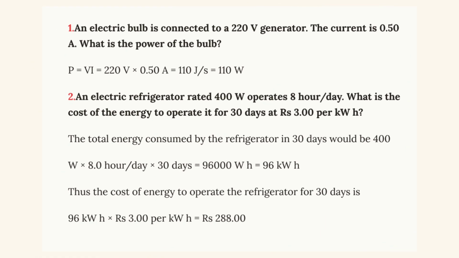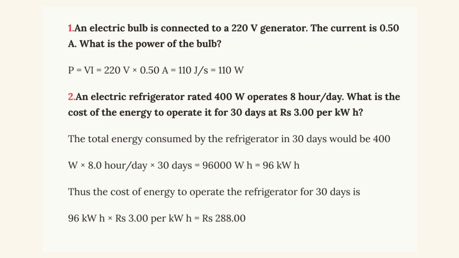First question. An electric bulb is connected to a 220 V generator. The current is 0.50. What is the power of the bulb? Use the formula P equals VI to calculate the power. P equals 220 volt into 0.05 ampere equal to 110 watt.